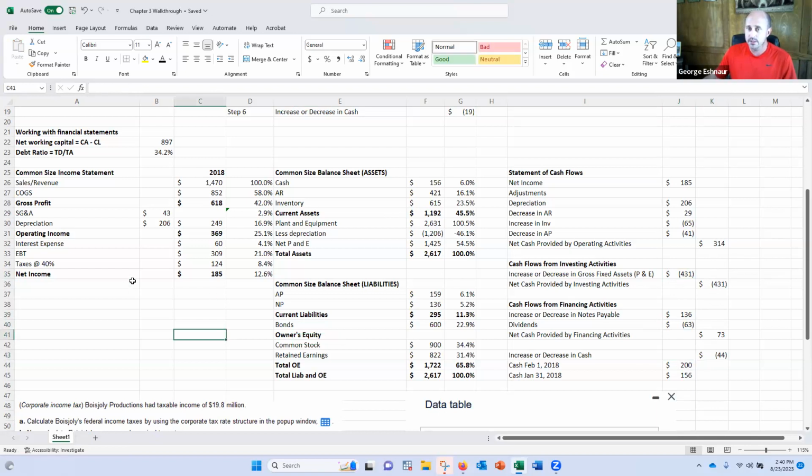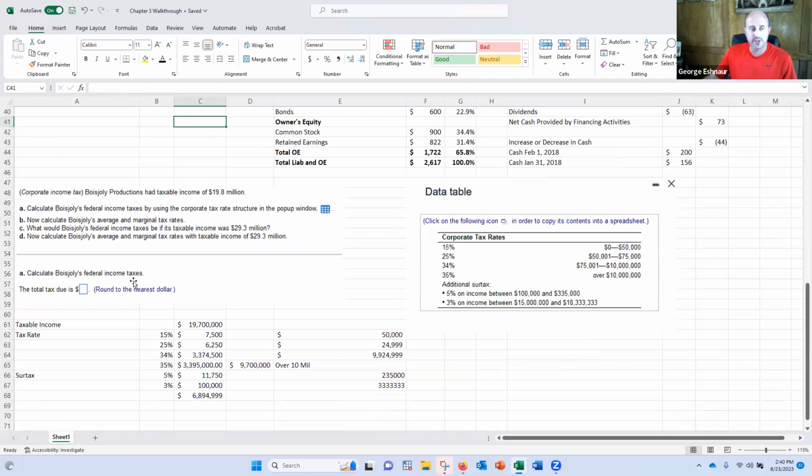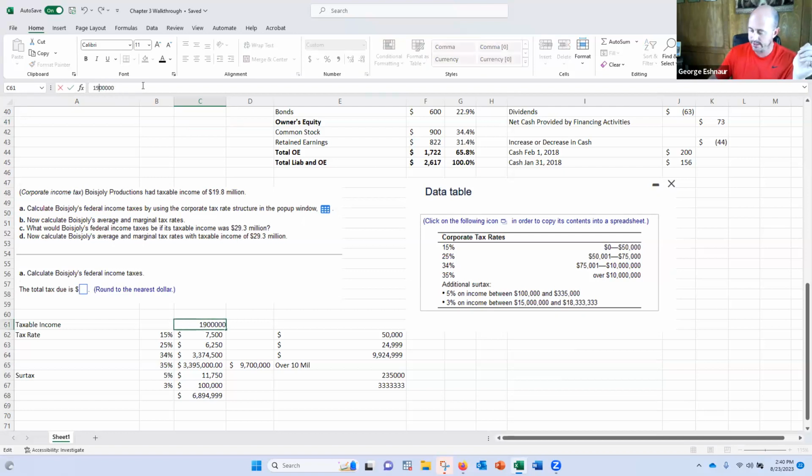We have about 10 minutes left, and I have one other question here. This one always trips students up, so I want you to think about this one. We're going to calculate federal income tax. Okay. We are given that the production has a taxable income of 19.8 million. And so let's go and put that 19.8 instead of 7.